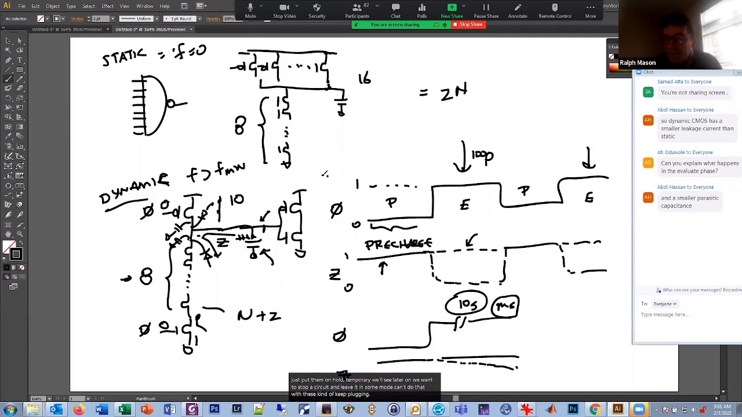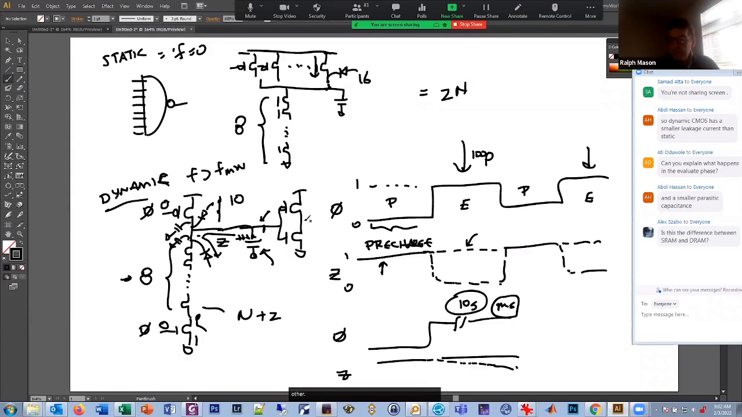I see on the chat: does dynamic CMOS have a smaller leakage current than static? No, the leakage current is the same. This one has a leakage current too, right? There are little reverse-biased diodes here that will leak. But the thing is, either the P or N is on, so it can provide lots of current. So it provides the current for this leakage and keeps this charged up or discharged. It's got enough current going all the time to overcome this leakage, whereas this one doesn't. When I turn them both off during evaluation, there's nothing to overcome the leakage to keep it at 1.